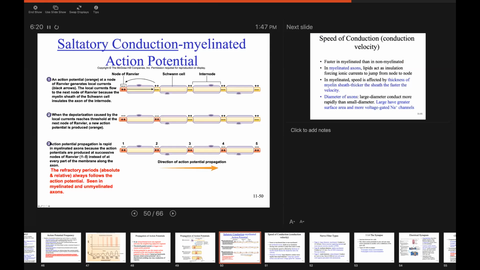Now, we do have some voltage-gated sodium channels, but they're very, very sparse. There's not a lot of voltage-gated sodium channels in the internode area. And whatever voltage-gated sodium channels we have there are covered up by multiple layers of myelin sheathing. So there's no way sodium can get through the multiple layers. So what happens? Well, we concentrate all of our voltage-gated sodium and voltage-gated potassium channels in the bare areas, or the nodes of Ranvier.